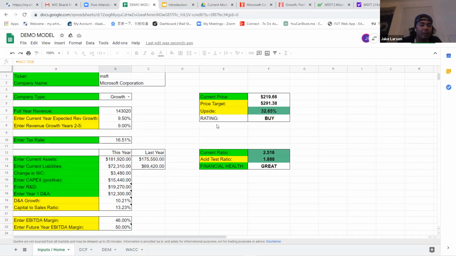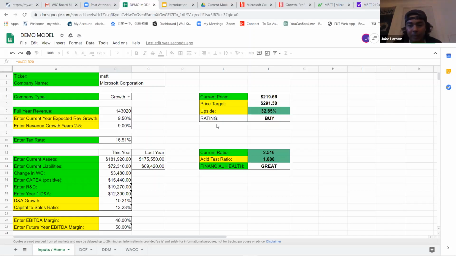And then moving above, if you want to move up to the top, we have finished our model. So we can see with Tide's assumptions, along with my assumptions here, that Microsoft has 32.65% upside, which warrants a buy rating.